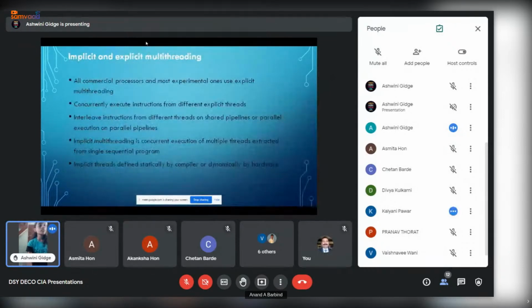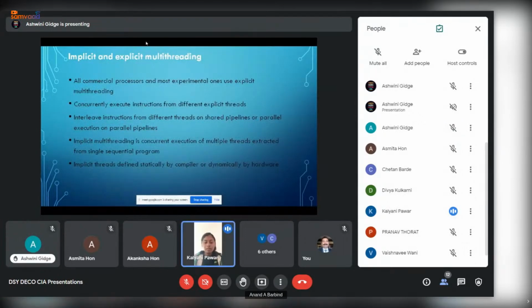Please continue, Kalyani. My name is Pawar Kalyani. Here we come to what implicit and explicit multithreading are. As we know, all commercial processors and most experimental ones use explicit multithreading. It concurrently executes instructions from different explicit threads, interleaving instructions from different threads on shared pipelines or parallel execution on parallel pipelines. Implicit multithreading is the concurrent execution of multiple threads extracted from a single sequential program. Implicit threads are defined statically by the compiler or dynamically by hardware.